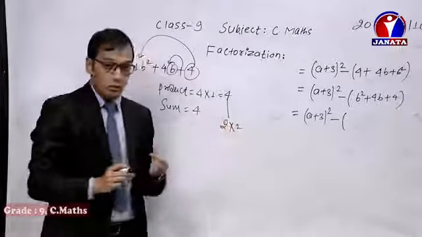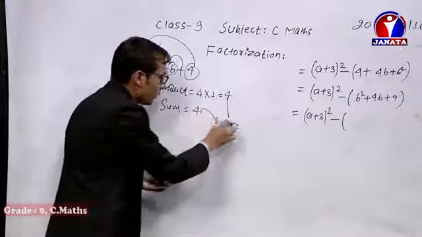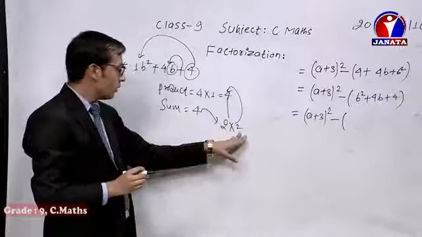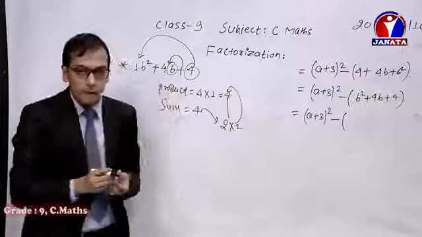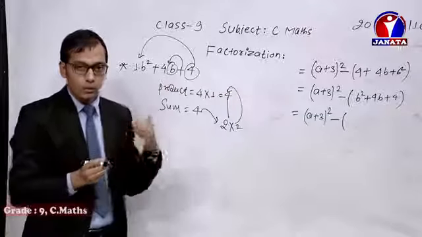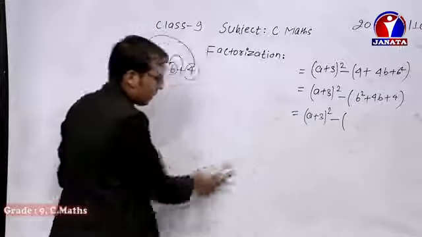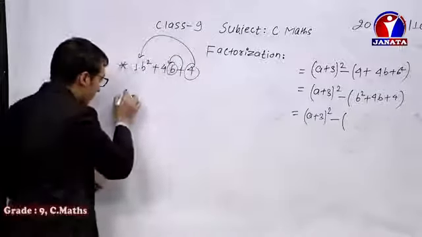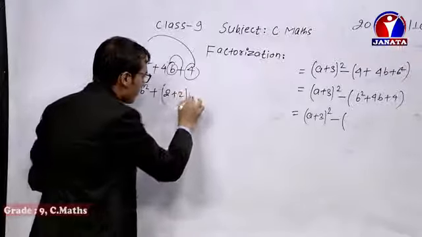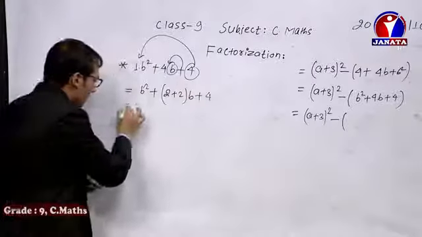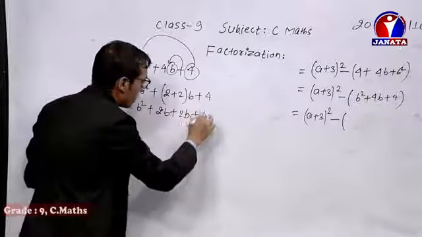We require 2 numbers whose sum is 4 and product is also 4. So what is 2 plus 2? 4. What is 2 times 2? 4. So we can split the middle term 4b into 2 terms. 4b is 2b plus 2b. And then we can factorize. So I am factorizing this expression here: b square plus 2b plus 2b plus 4.